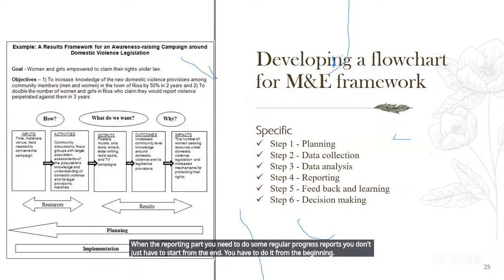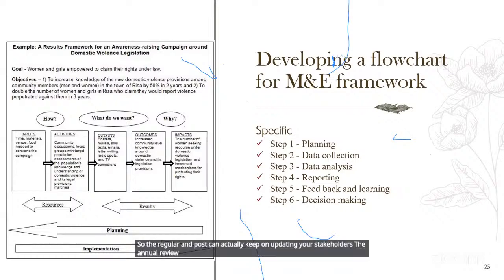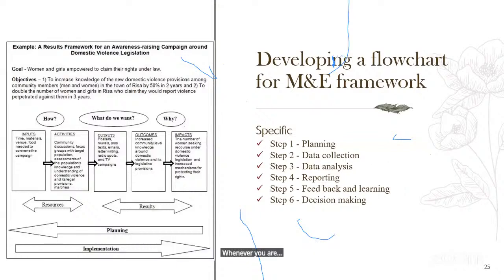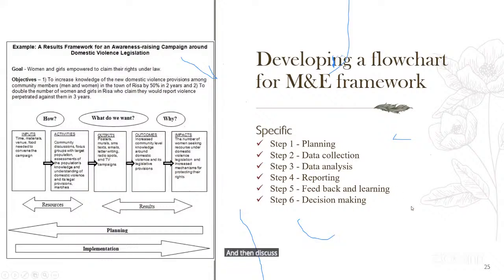So the regular reports can actually keep on updating your stakeholders. The annual review reports are key. The final evaluation reports are also important. Whenever you are doing the monitoring and the evaluation process, the data that you are collecting has to be analyzed, and you have to have the reports. And then when you have the reports, that is when you need to give the feedback and then discuss the learning points. Right?